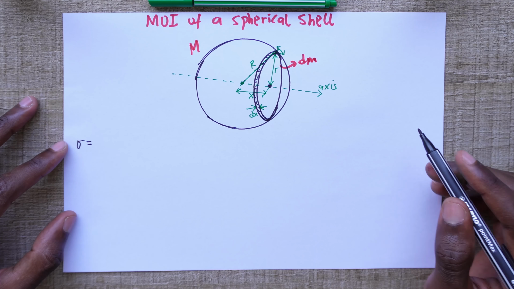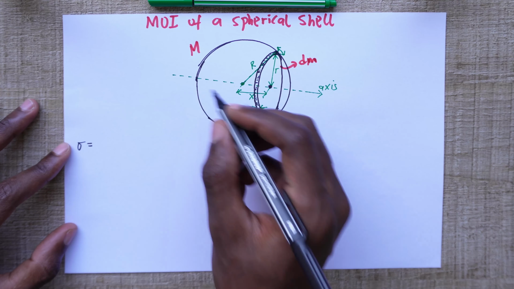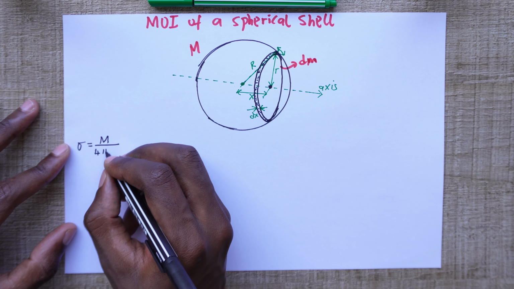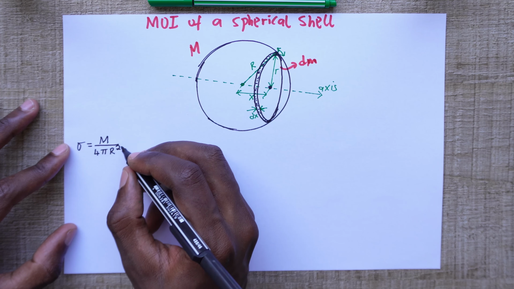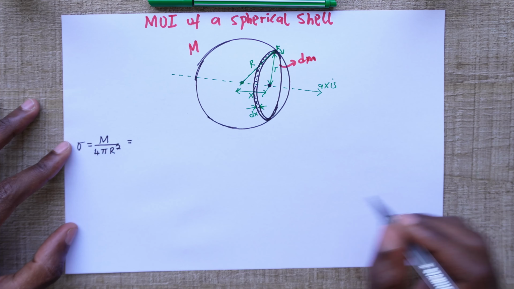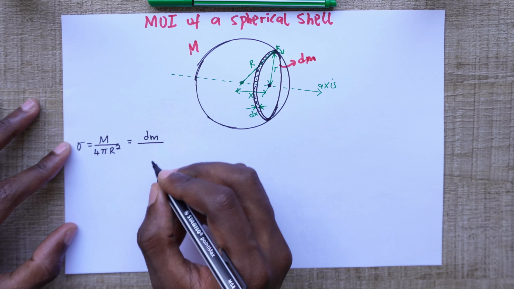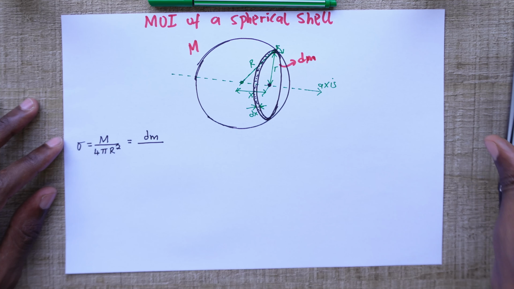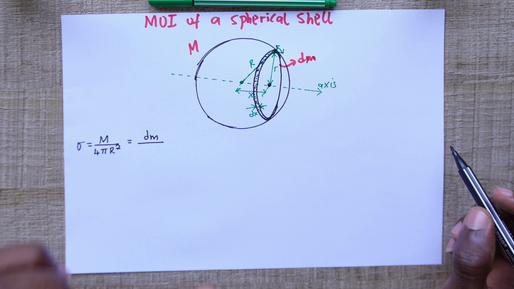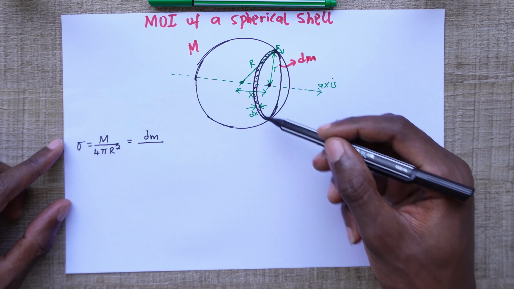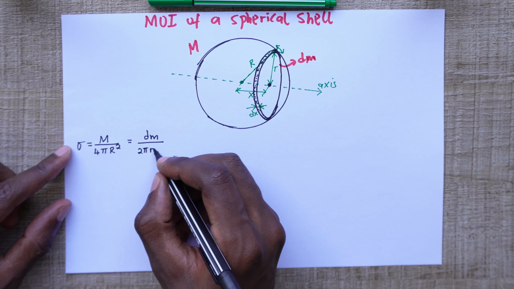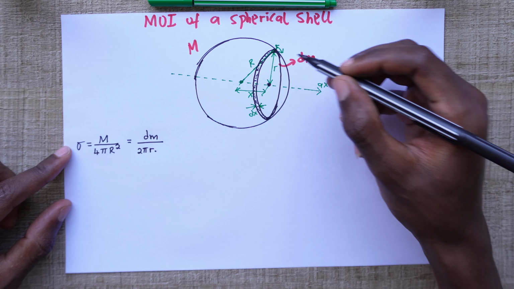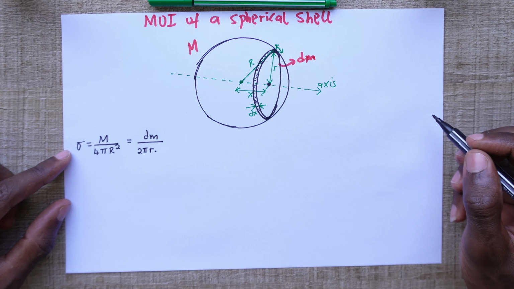So we can write that sigma is the mass of the shell all over its area. The area of a shell is just the area of a sphere, which is 4 pi radius squared. And this should also be equal to the mass of the element, which is dm, all over the area of the element. But here we need to be careful, because this element is actually a ring. So if we want to calculate the surface of that ring, we first need to calculate the circumference. The circumference is just 2 pi radius, and then we multiply that by the thickness. And that thickness is just this tiny arc length that you can see here.